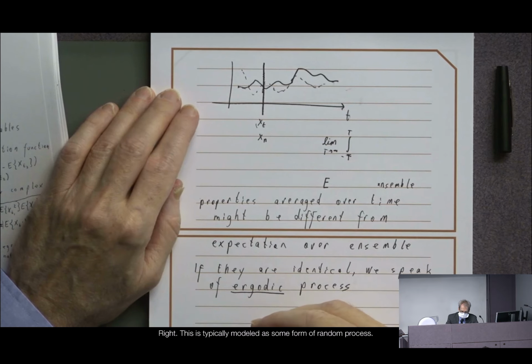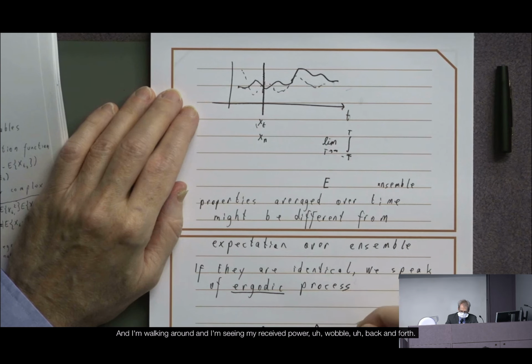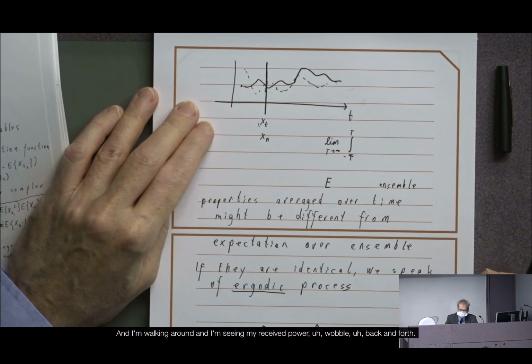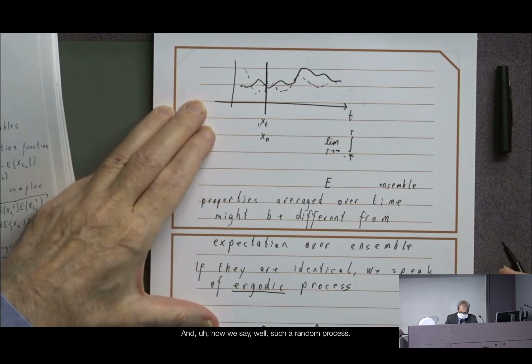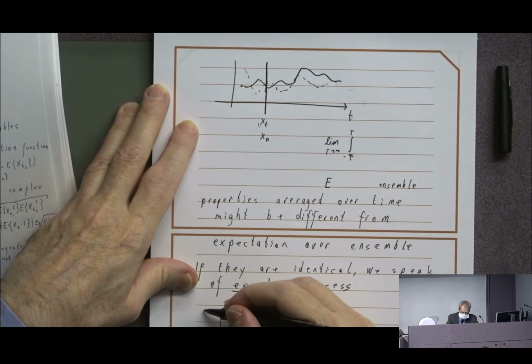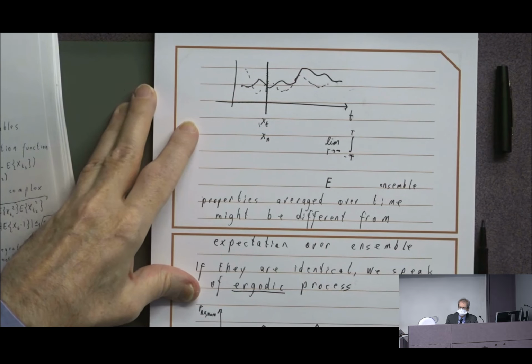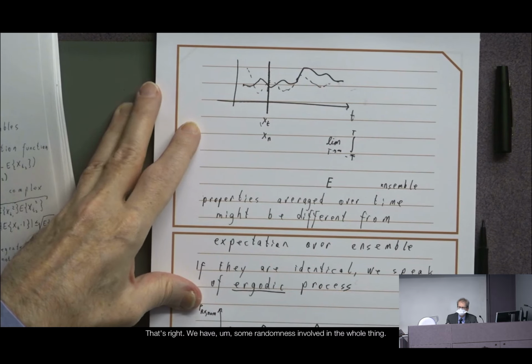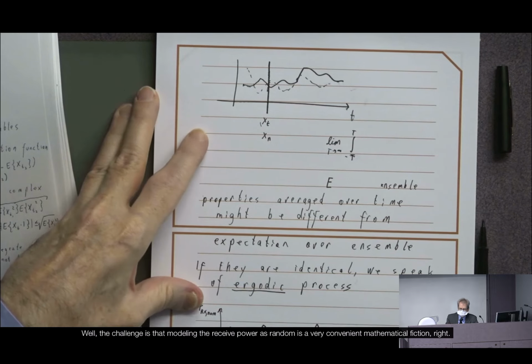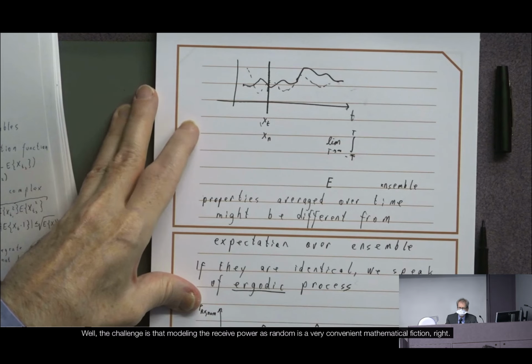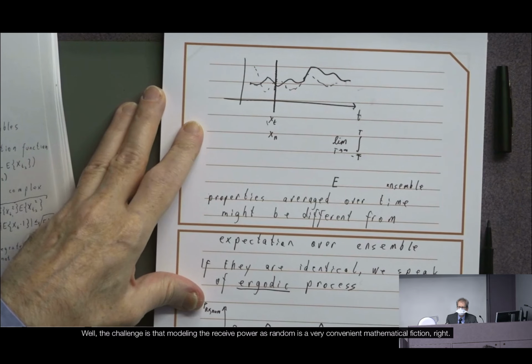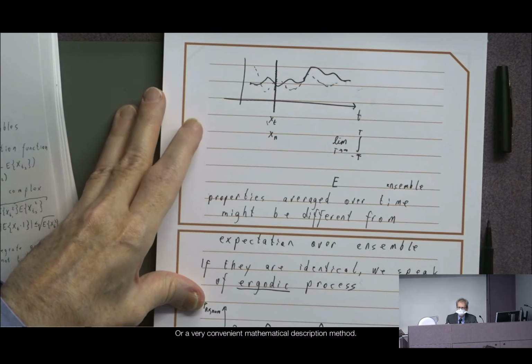Right? This is typically modeled as some form of random process. And I'm walking around, and I'm seeing my received power wobble back and forth. And now we say, well, such a random process, let's call it PRX norm. We said a random process means we have some randomness involved in the whole thing. Well, the challenge is that modeling the received power as random is a very convenient mathematical fiction, or a very convenient mathematical description method.